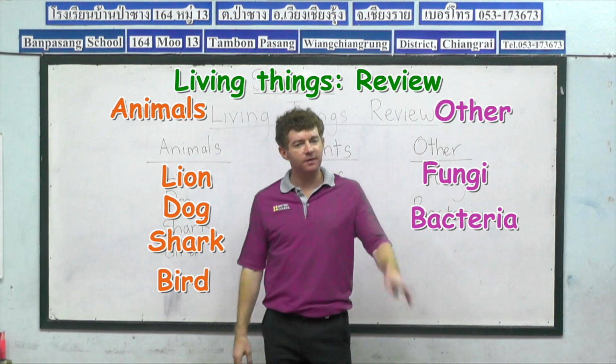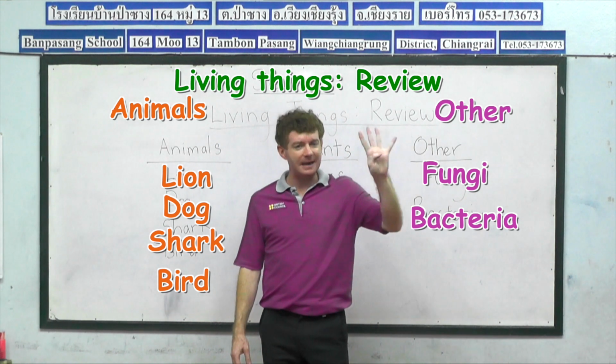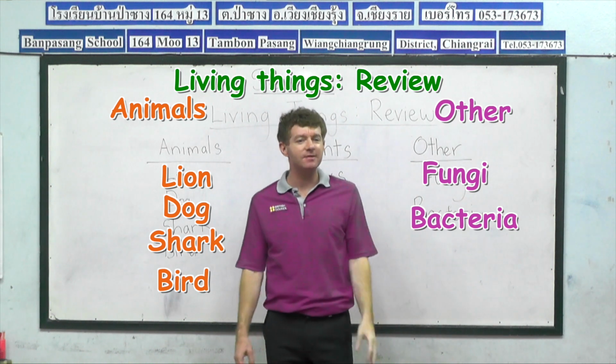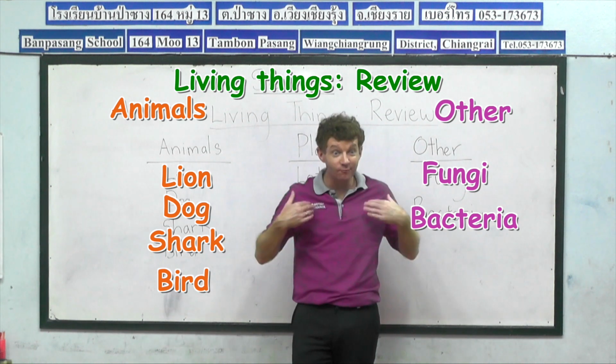But actually, there's not three different types of living things, there's four. Can anybody remember the fourth type of living thing? And I'll give you a clue. They're all in this room now.